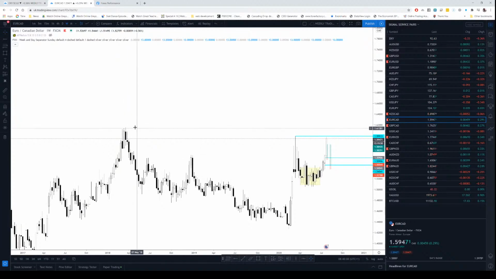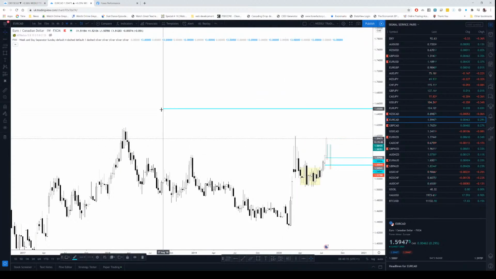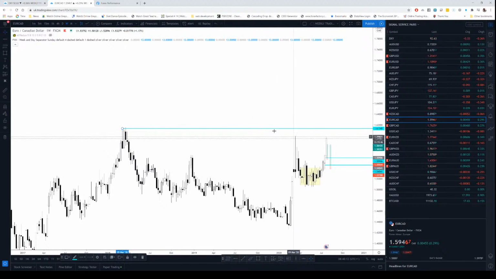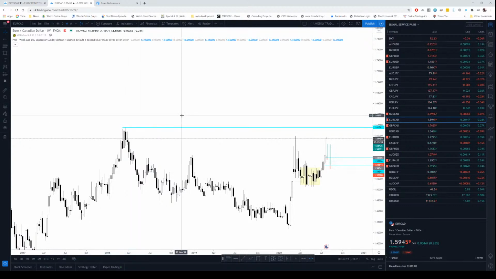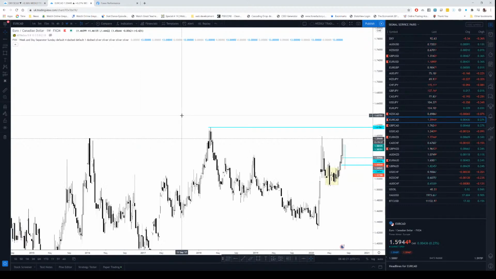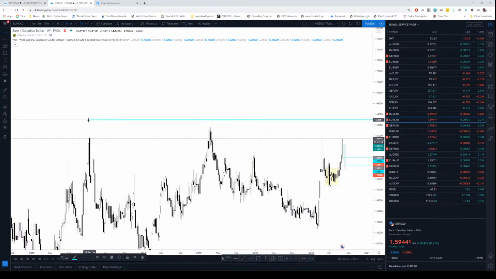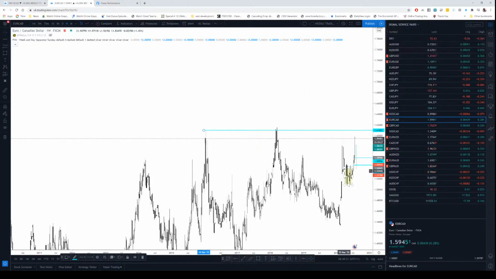I think we might challenge this high as well. So this high and that high, we might challenge it. So if we continue our bullishness, I think, yeah, that one very tiny and then rejected.